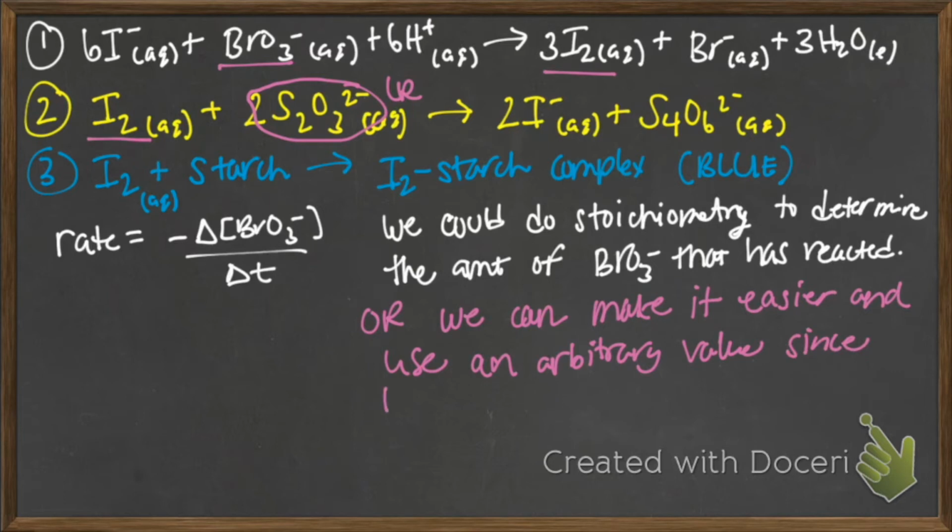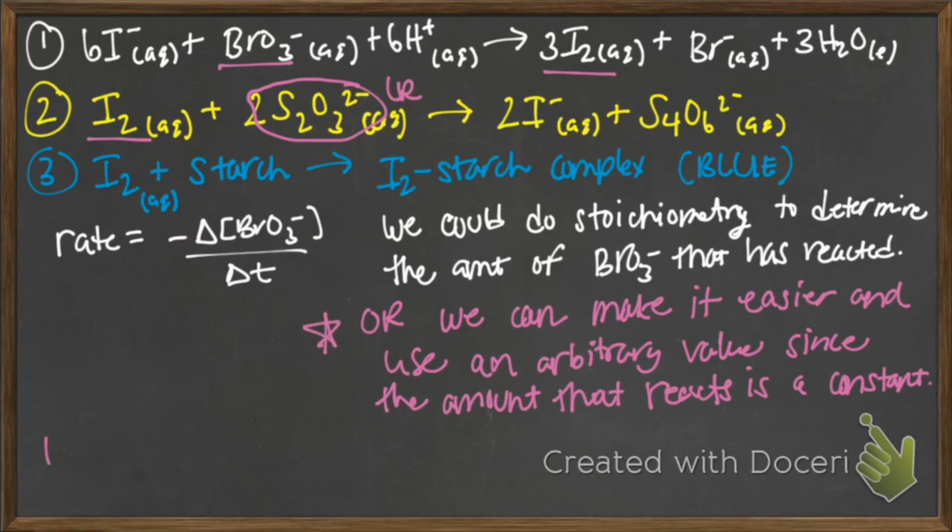So we can just use this arbitrary value, since the amount of bromate that reacts when the solution turns blue is constant. It would be a constant value, okay, because the thiosulfate is the limiting reactant, which is a constant amount of limiting reactant. So I think you'd want to do it the easier way. So I'm going to call it the relative rate, and I'm just going to use the arbitrary value of 1,000 over the change in time, and that change in time is going to be the time it takes to turn blue. And when it turns blue, a constant value of bromate has reacted. So our units for our relative rate are just going to be seconds^-1, or 1 over seconds.